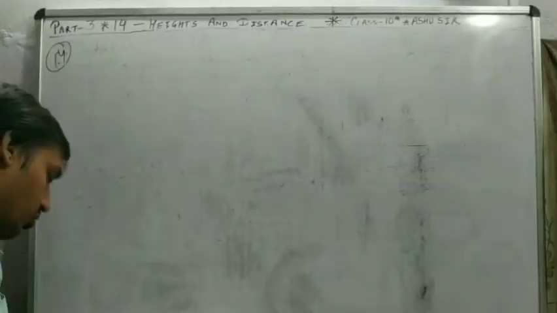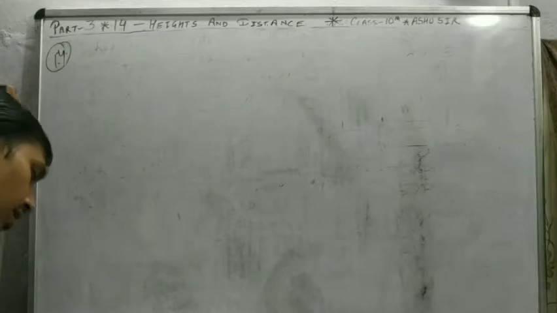Question 14. You see the question and read it. I also read the question. A 1.2 meter tall girl spots a balloon moving with the wind in a horizontal line at a height of 88.2 meter from the ground. The angle of elevation of the balloon from the eyes of the girl at any instant is 60 degrees. After some time, the angle of elevation reduced to 30 degrees. Find the distance traveled by the balloon during this interval.